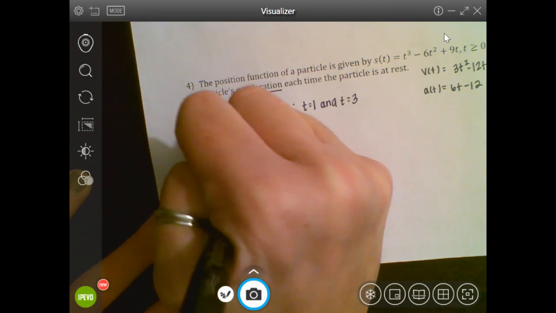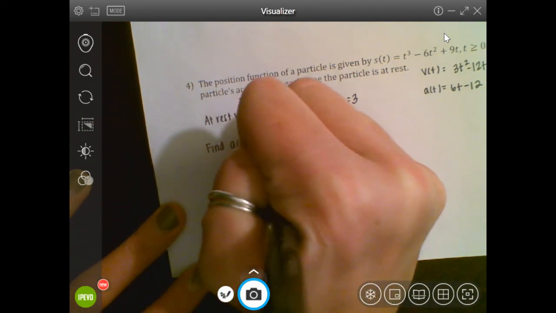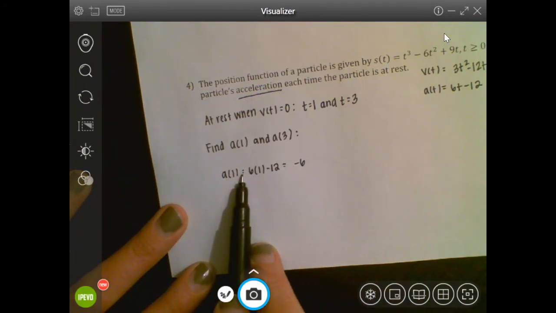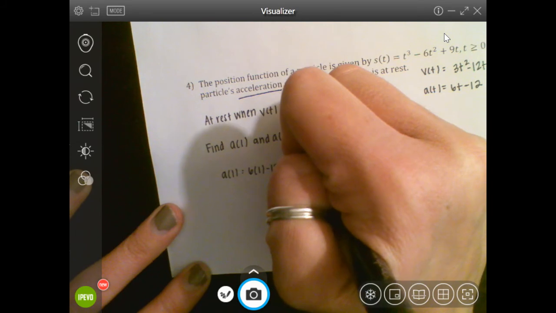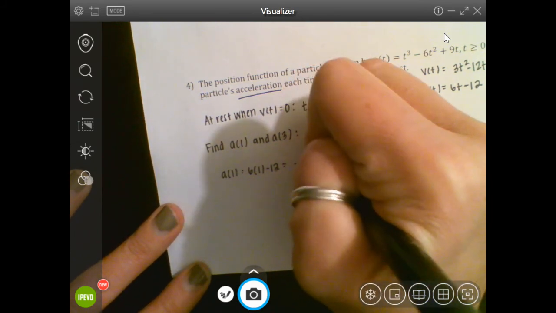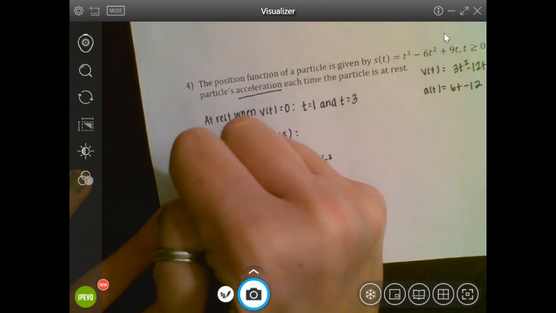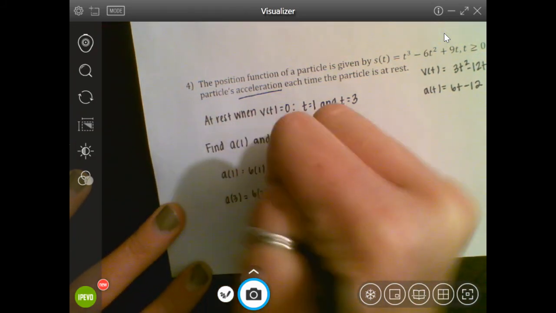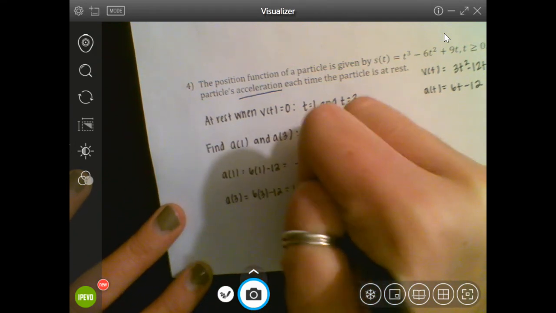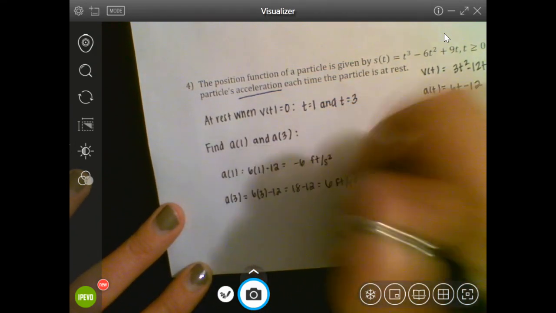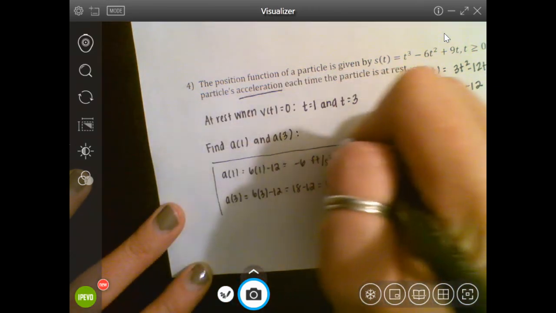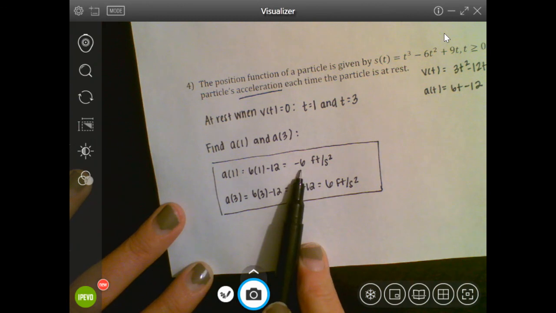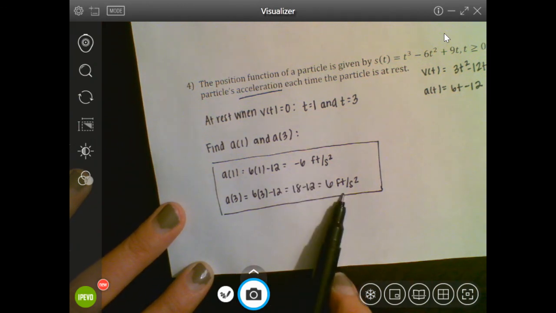So a of 1 is going to be 6 times 1 minus 12, so that's going to be negative 6. For acceleration, we're going to want to use units, so acceleration would be negative 6 feet per second squared. And a of 3 is 6 times 3 minus 12, which is 18 minus 12, giving us a positive 6 feet per second squared. So our acceleration when our velocity is 0 is either negative 6 feet per second squared or positive 6 feet per second squared.